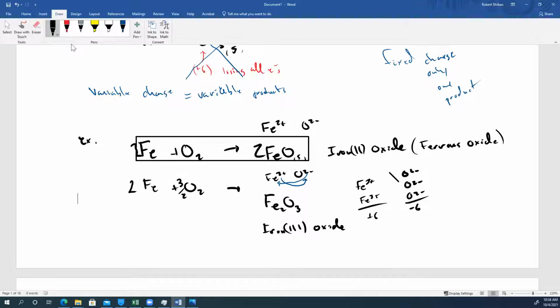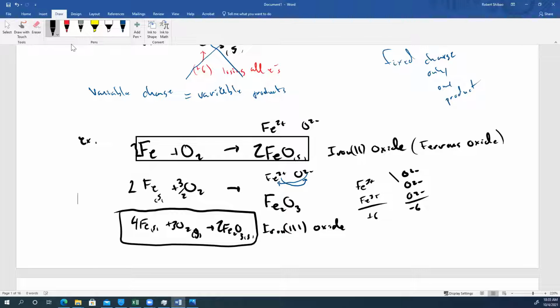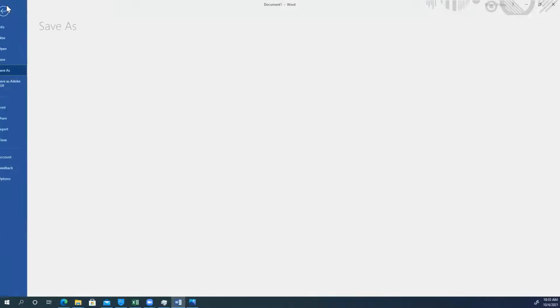And so this works, but if I want to get rid of the fraction, then I'll double everything. So if I double everything, I'll get 4 irons solid plus 3 O2 gas yields 2 Fe2O3s. So then I check to make sure it's balanced. And the way I check is I have 4 irons. This 2 times 2 is 4 irons. 6 oxygens, 3 times 2 is 6. Then 2 times 3 is 6. And so this is what we say balanced. That is, all the atoms are accounted for in this. Let me save this.